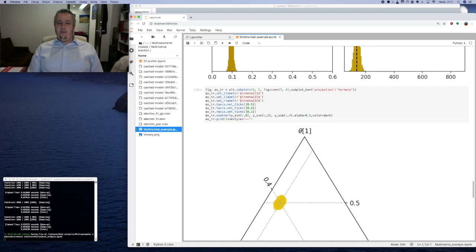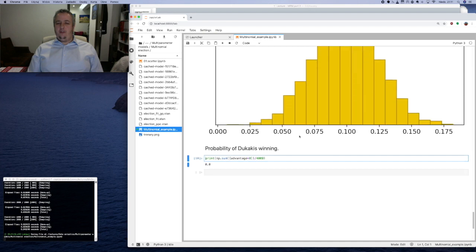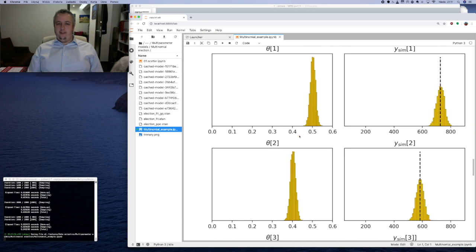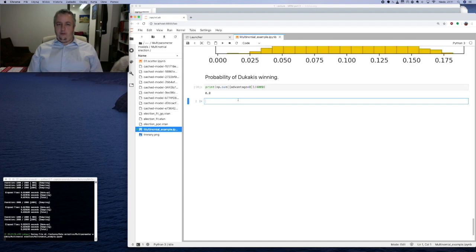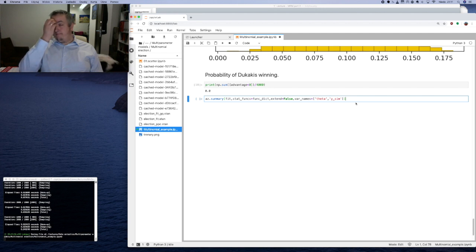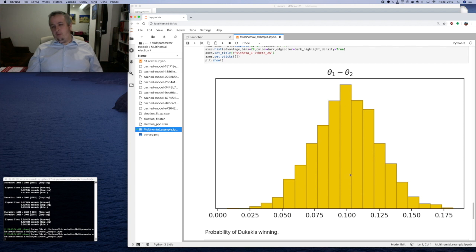And if we want to go a step further, we can provide certain intervals of probability. We can get the advantage using the summary statistics function from the ArviZ package. We can limit it to the advantage variable, and as you can see, the confidence interval is also very positive, with a median of 10%. So we're just consistent with the histogram.